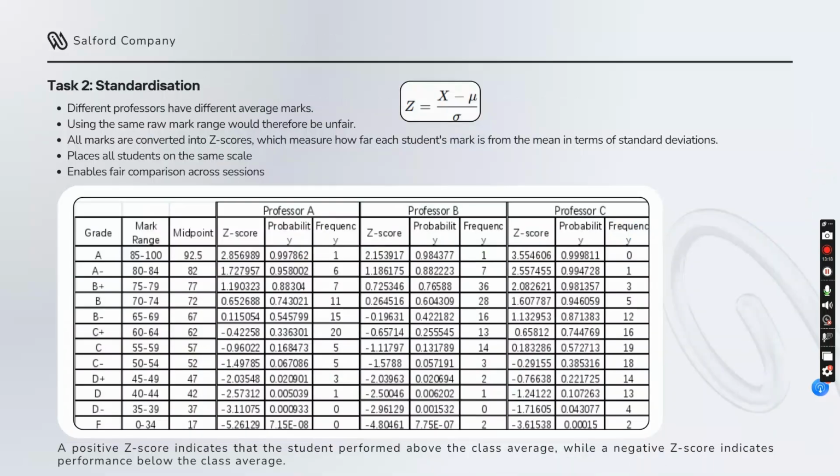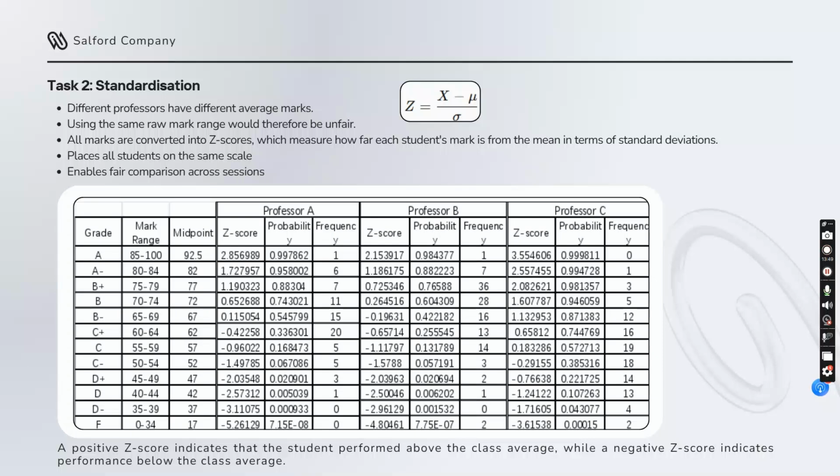Since the three professors have different average marks, comparing students using raw scores alone would not be fair. To overcome this issue, the examination marks were standardized using Z-scores. A Z-score measures how far a student's mark is from the section mean in terms of standard deviations. A positive Z-score indicates performance above the class average, while a negative Z-score indicates performance below the average.